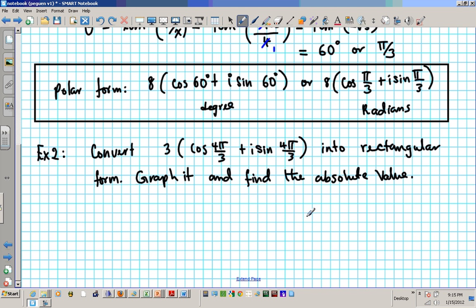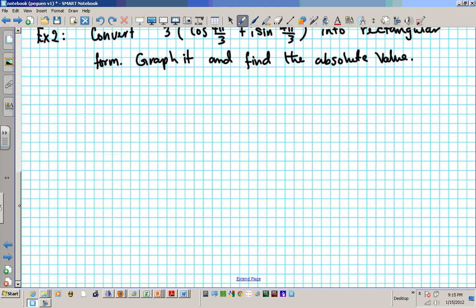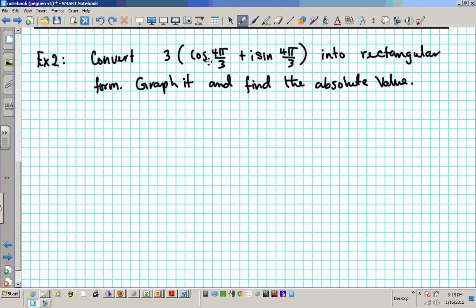Okay, we have some extras on this problem. Not just conversion, you have to graph and find the absolute value. So let's do the conversion first. If you look at this problem, 3 cosine 4 pi over 3 plus i sine 4 pi over 3, it's telling us two things. It's telling us r and theta. It tells us that r is the first number right here, r is 3, and theta is, see these two numbers right here? Both of them are theta. And that means theta is 4 pi over 3. Okay?